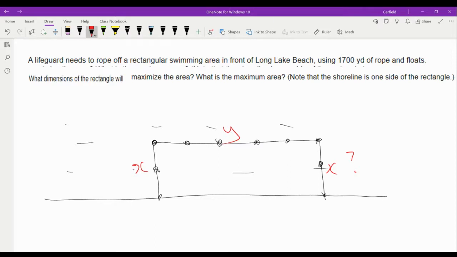Now here comes the difficult part. Writing the two equations. So what's the length of rope we have? 1,700 feet. So let's write our first equation. What is going to give us the 1,700 feet? How do we get this? What plus what plus what will give us 1,700 feet?